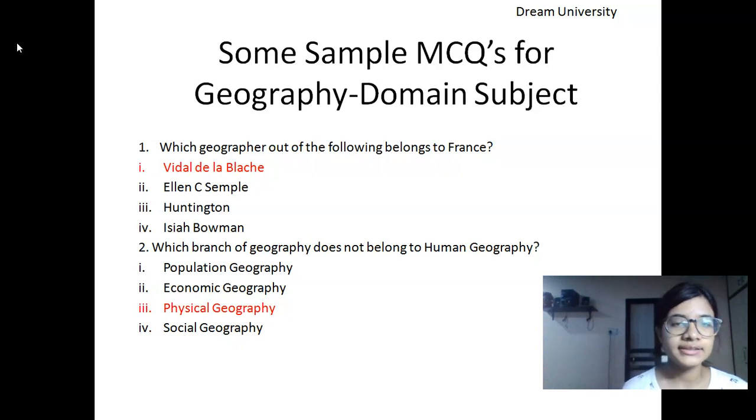Today we are going to discuss some of the important MCQs for geography as the domain subject, and some of them are discussed here as below. Which geographer out of the following belongs to France? The answer would be Vidal de la Blache, and the others like Semple, Huntington, Isaiah Bowman, they belong to America. Then which branch of geography does not belong to human geography? Physical geography, as it is obvious out of these following.